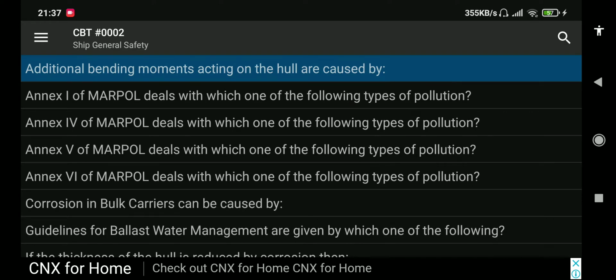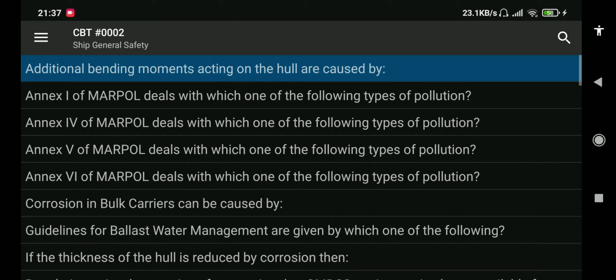We have another topic for today about the CBT test, which is Ship General Safety, with the code number CBT 0002. So, let's start.